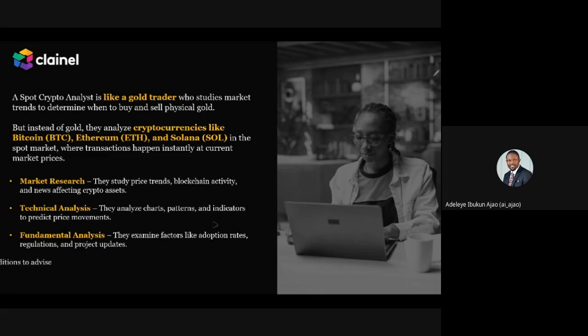So now, next on the list is risk management. As a spot or crypto analyst, you know risk management, because we are not gamblers. You make well-informed decisions with proper risk management. So they assess market conditions to advise traders on when to buy or sell.